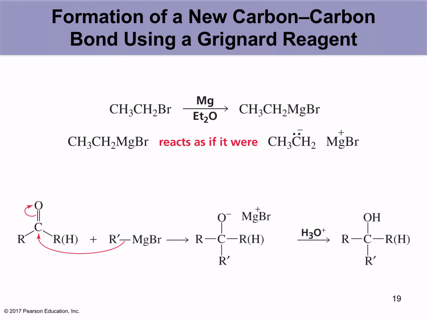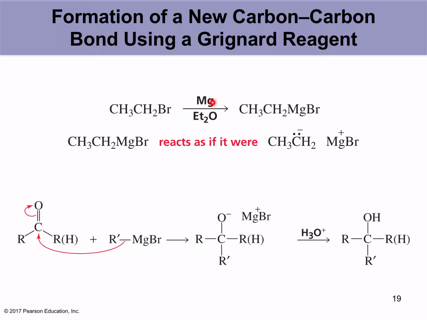Now let's see how the carbonyl groups react with Grignard reagents. Remember, we learned about the Grignard reagent in the previous section, chapter 11. We talked about how it can form new carbon-carbon bonds, and let's see how this is going to react. Formation of a new carbon-carbon bond using a Grignard reagent. First thing is to make the Grignard reagent. You start with the alkyl halide. You mix it with magnesium and diethyl ether.